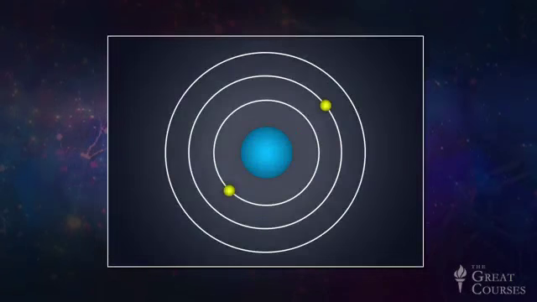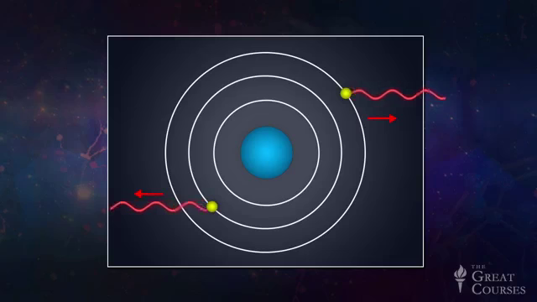Electrons can move from floor to floor, or from shell to shell, but only if they absorb or emit energy in the form of light or heat. But it has to be the right amount of energy. Let's keep it simple and assume that the energy involved is in the form of light. In order to go to a higher energy shell, an electron has to absorb light, and in order to go to a lower energy shell, an electron has to emit light.